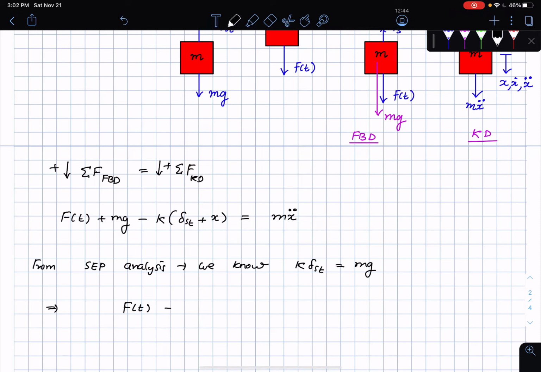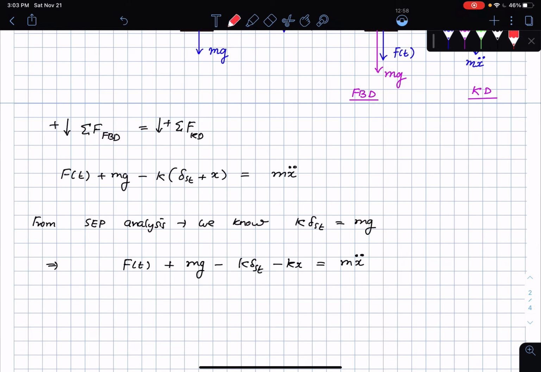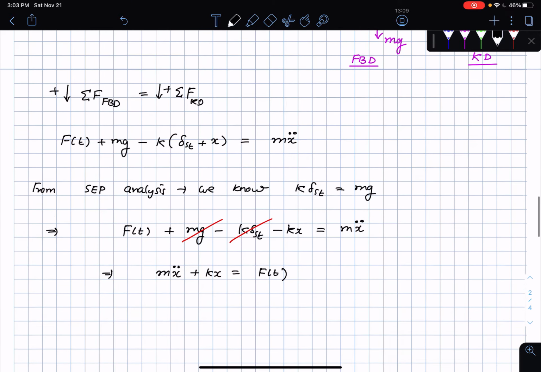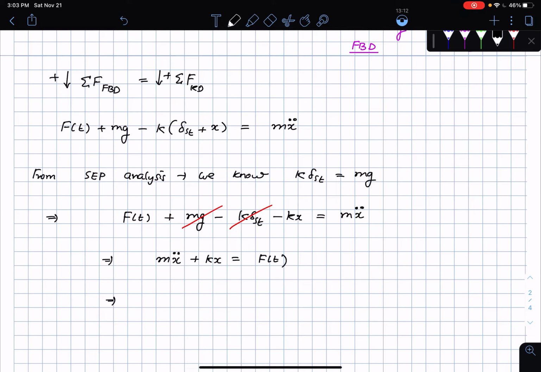So f of t plus mg minus k times delta static, which is going to be minus mg minus kx, is equal to m x double dot, which means that I can get rid of these terms. So this is gone and this is also gone, and if I rearrange, I get m x double dot plus kx is equal to f of t. Or I can write it in the standard form by dividing through by the stiffness k, and I will end up with m by k x double dot plus x is equal to f of t by k.